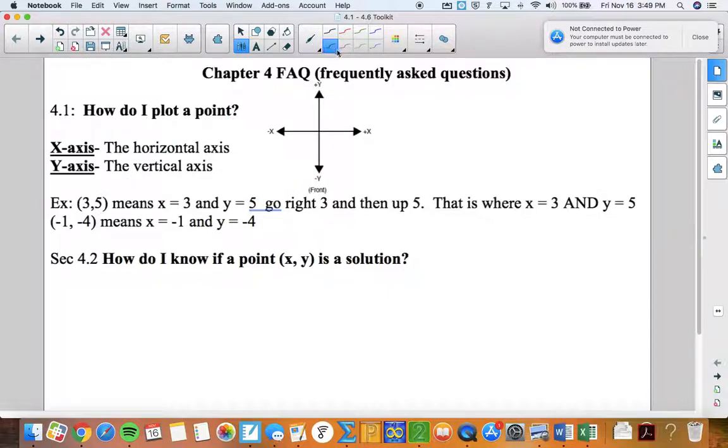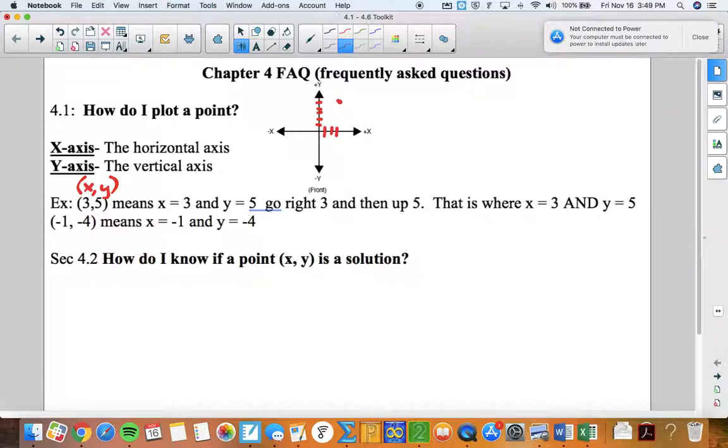So now, when we see a coordinate pair, the first value is always the x, which tells you where on the x-axis you should go. The second value is always your y, which tells you how high or how low on your y-axis you should go. So the point 3, 5 means x is 3 and y is 5. So let's see, x 3 would be 3 to the right, and then y 5 would be up 5.